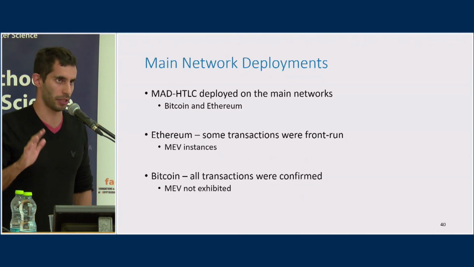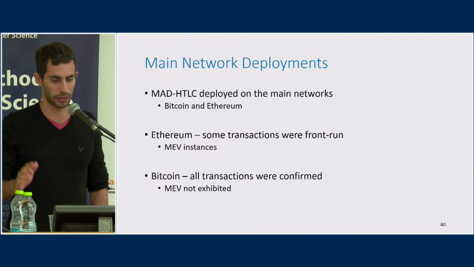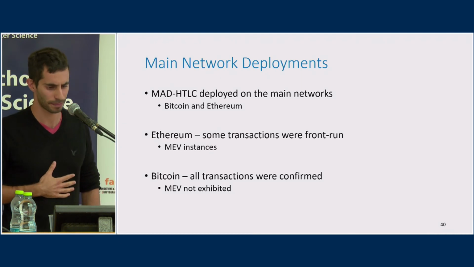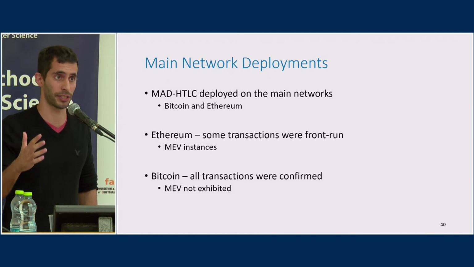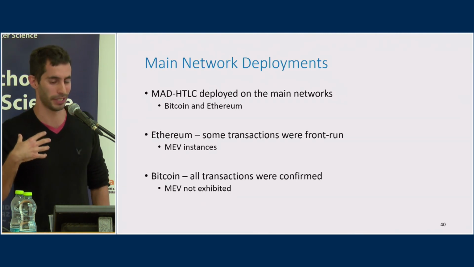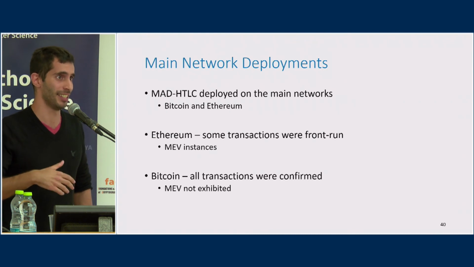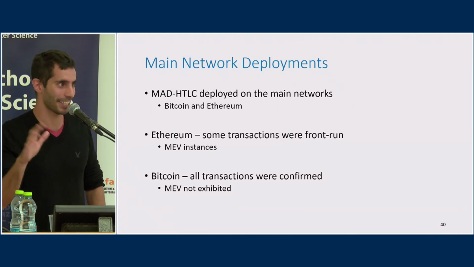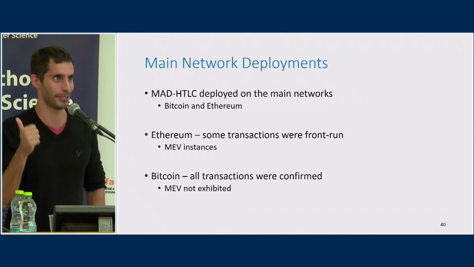We actually deployed the contracts on both the Bitcoin and the Ethereum networks. On Ethereum, some of our transactions were front-run, meaning someone offered a transaction that stole our money. This is expected. There's a lot of MEV on Ethereum. We actually expected that to happen. I was really happy someone stole my money.